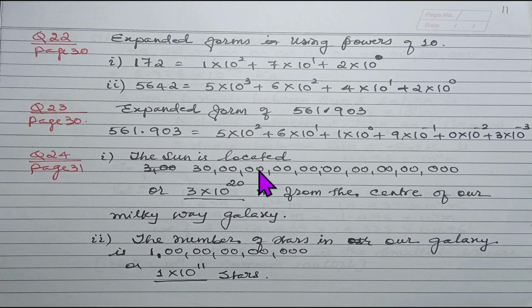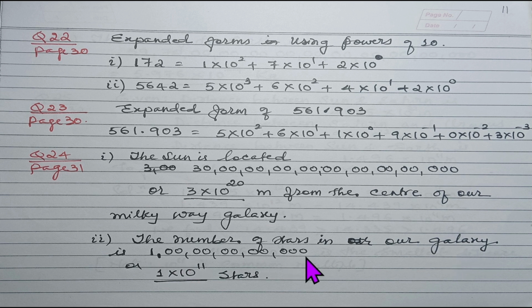Now question number 24. The sun is located at this much distance, that is 3 into 10 to the power 20 meters from the center of our Milky Way galaxy. So please understand, such a big value can be written in exponential form very easily, and can also be remembered easily. Therefore the distance of the sun from the center of our Milky Way is 3 into 10 to the power 20 meters. Remember that.